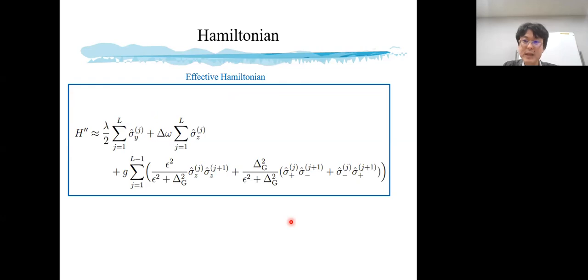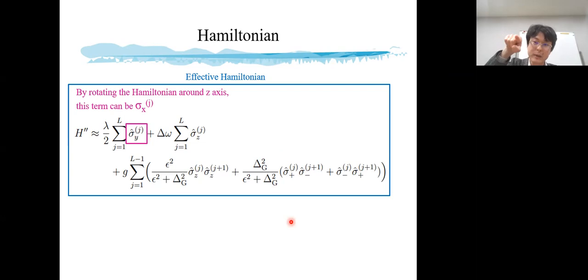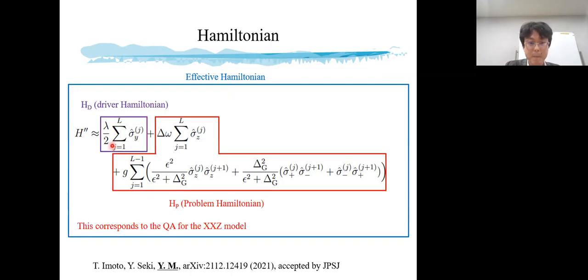So let me explain the meaning of the Hamiltonian. We have a sigma y term. The sigma y term is equivalent to a sigma x term because the total Hamiltonian commutes with the total magnetization, so we can rotate the Hamiltonian along the g-axis. Then this sigma y term can be sigma x as well. So this is a transverse magnetic field term. Lambda is the Rabi frequency. Also, you can see this is the so-called XXZ model Hamiltonian. We have a Zeeman energy, a longitudinal magnetic field term here, and we have a GG interaction, and we have a flip-flop interaction term as well.